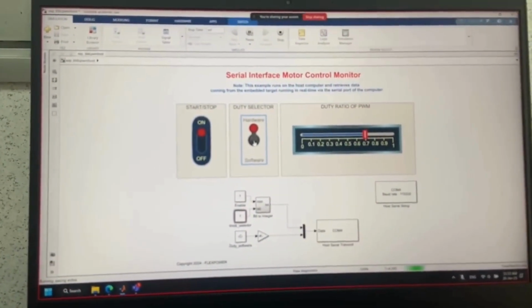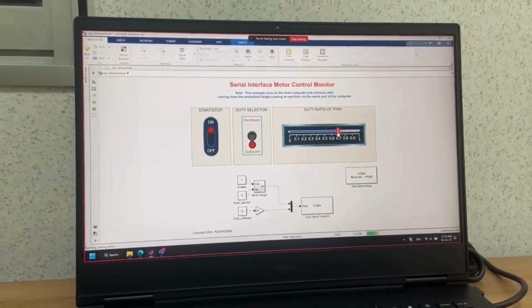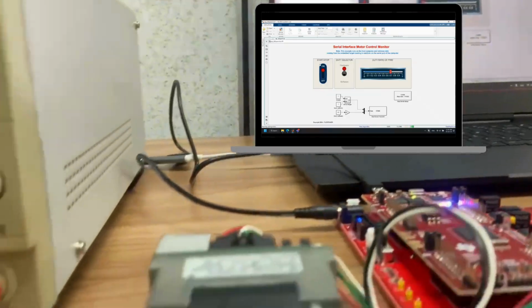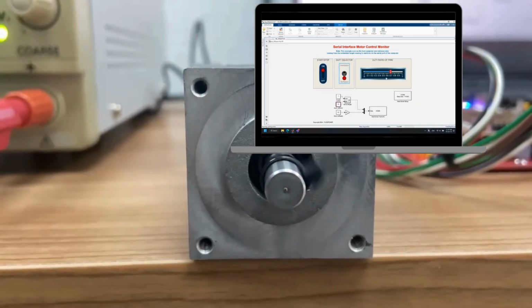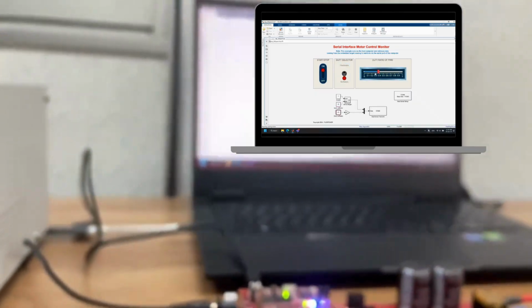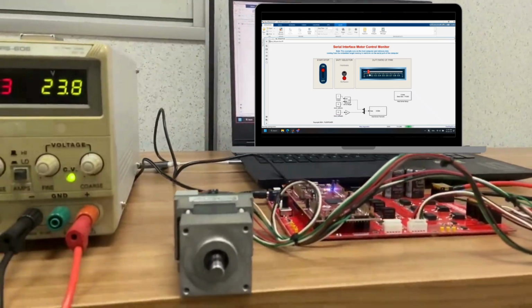After that, we switch from hardware to the software graphical user interface, GUI, by using a dashboard similar to a box for controlling motor speed. From the GUI, we adjust the duty ratio PWM to make the BLDC motor rotate.